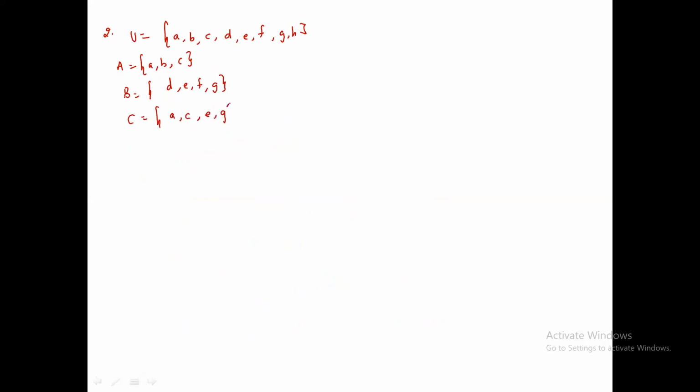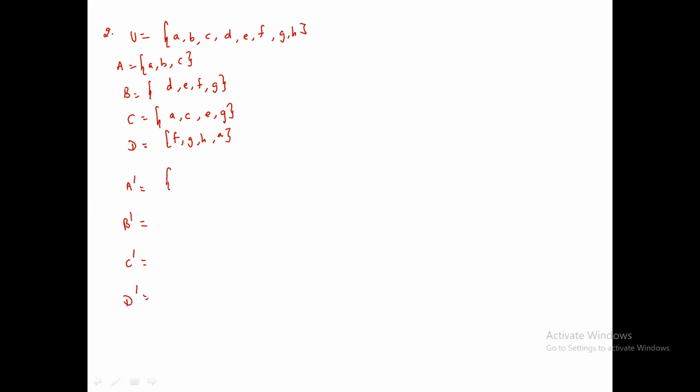Let's go to question number 2. In question number 2, U is having A, B, C, D, E, F, G, H. A is having A, B, C. B having D, E, F, G. C having A, C, E, G. And D having F, G, H, A. You have to find A complement, B complement, C complement, and D complement.